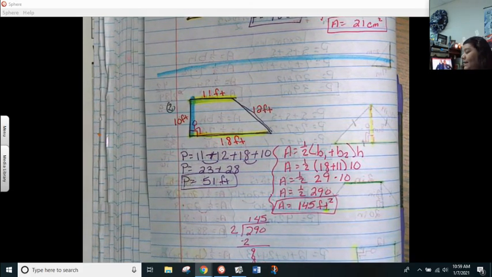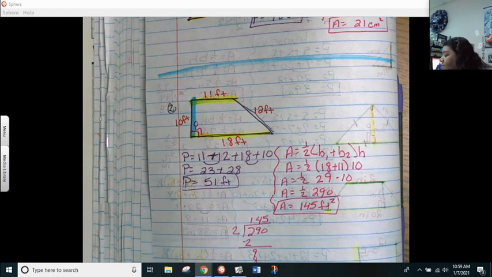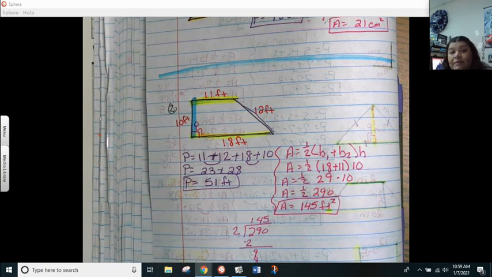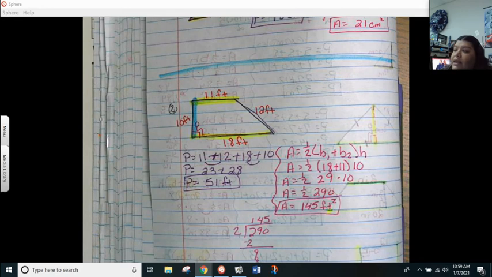All right. That's all I have for triangles and trapezoids. If you have any questions, come to the meets. I'll be glad to help you out with anything you need.